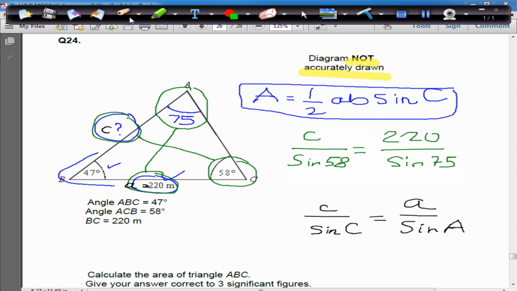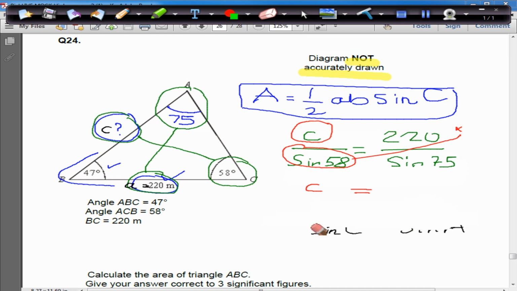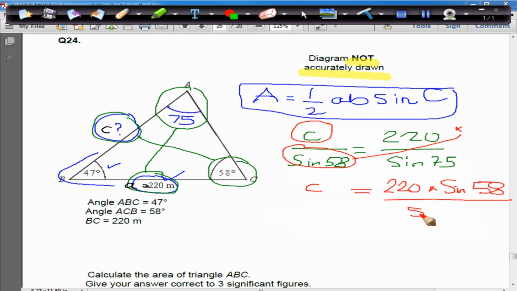Now if I want to work out the value of c, c has been divided by sine 58. The opposite of dividing by sine 58 is multiplying by sine 58. So now we can say quite confidently, I think we might need to rub off the bottom formula, folks. I'm sorry about that, but it has to go. So c is now equal to 220 multiplied by the sine of 58, all divided by sine 75.